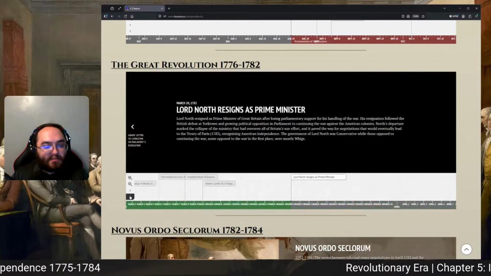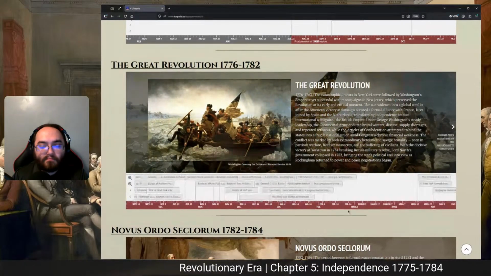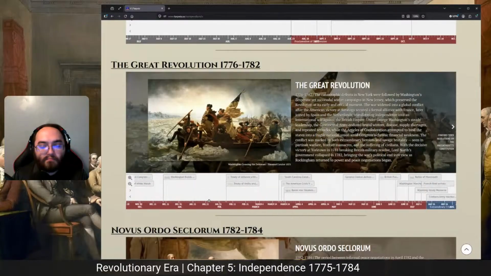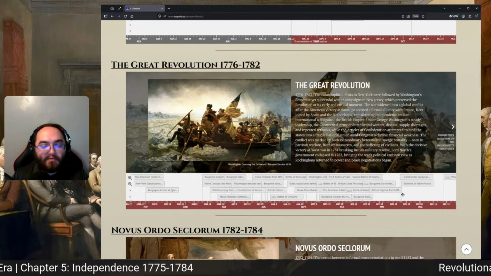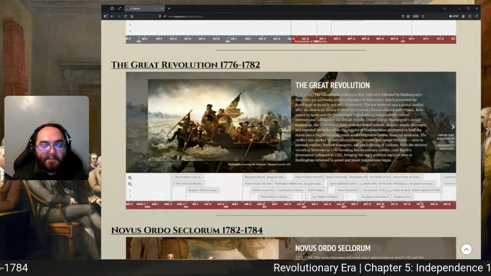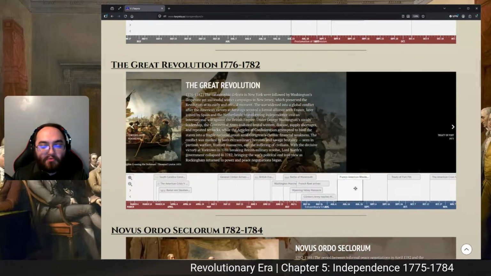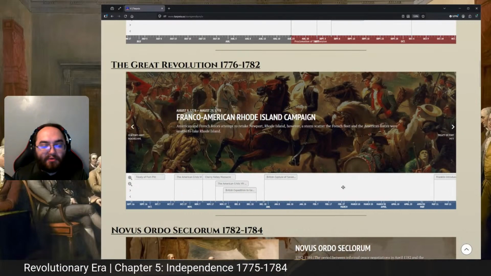Let's see at this time. Oops. So all this red is what we just talked about, which is the Northern Campaign. Now the blue is going to begin the stalemate and the Southern Campaign.